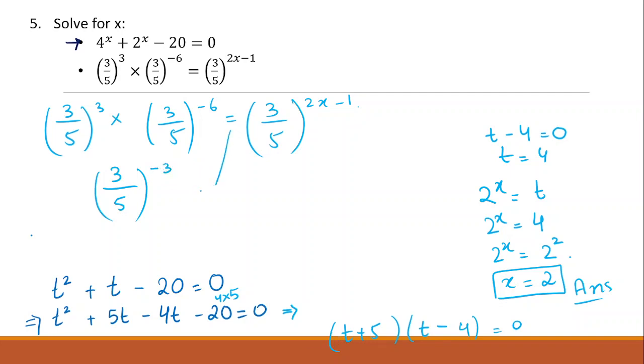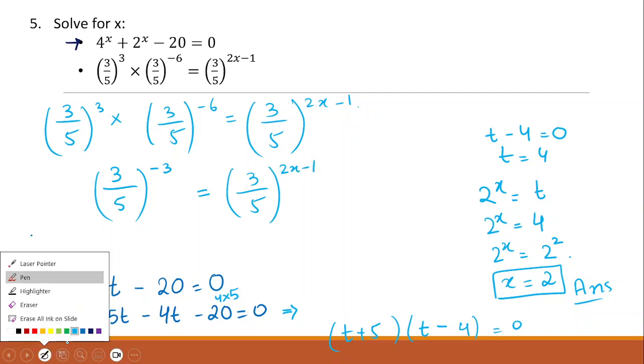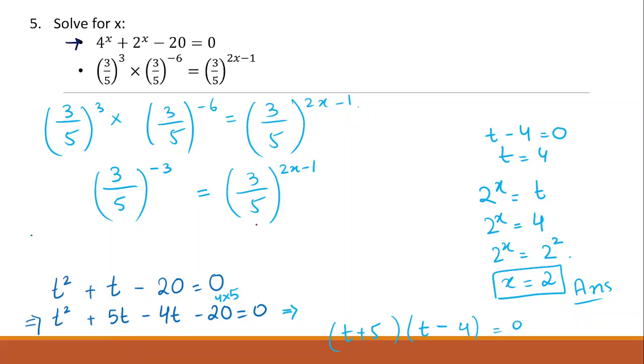Okay, and then the equal sign, 3 to the power 5 to the power 2x minus 1. If you see here, this is the same as the previous question, right? Both the sides are equal to each other and their bases are the same. Okay, so you can take the exponents equal to each other. Negative 3 will be equal to 2x minus 1.